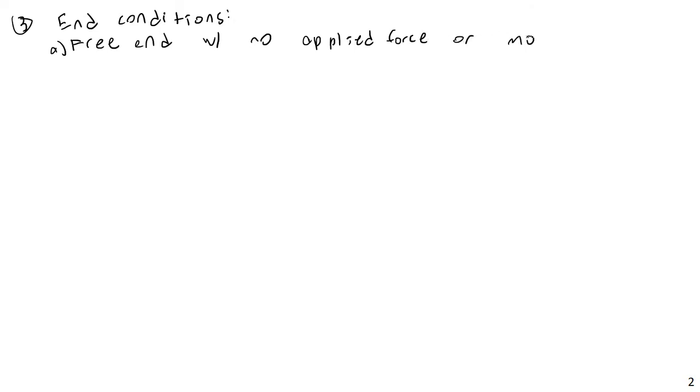What else? We have end conditions to be aware of. We have three end conditions. If there is a free end, for example A here, a free end with no applied force or moment, well, at that end, let me describe two of these, and then we also have the pin ends. Pin ends with no applied moment or applied point moment.